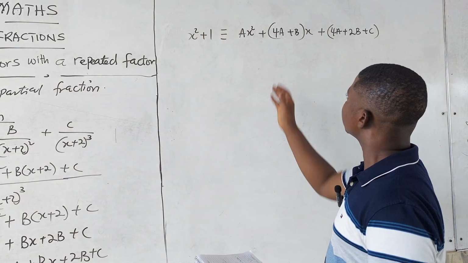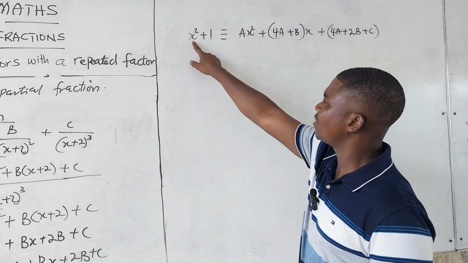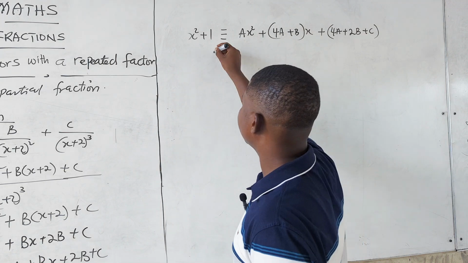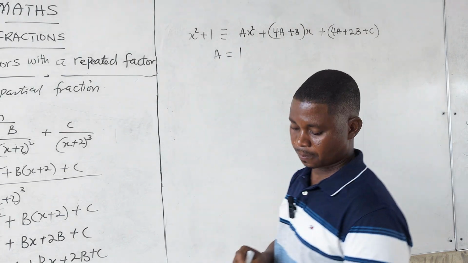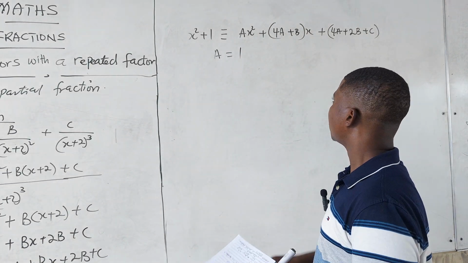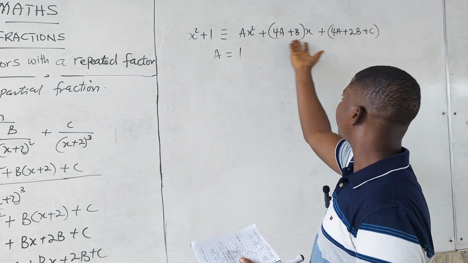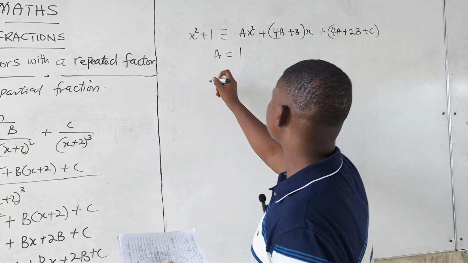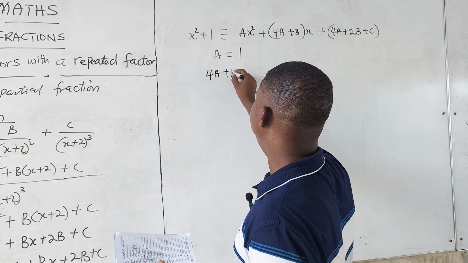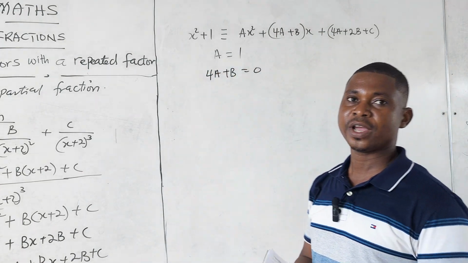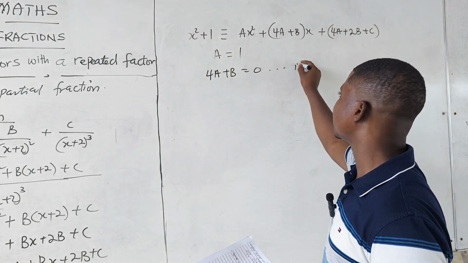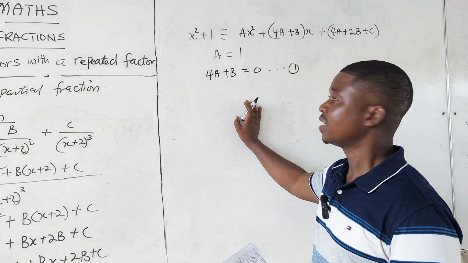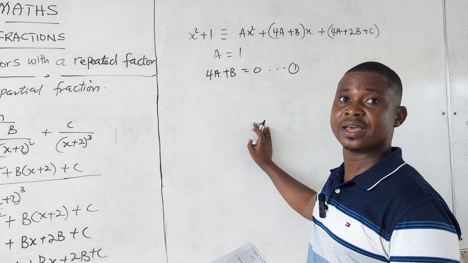So now having this, you can see that we have x squared and the coefficient is 1. So we can say that a is equal to 1. Now if you look at the coefficient of x, there's no coefficient, so it means that 4a plus b is equal to 0, and that one gives us equation 1. With this, we can even find b from this, by substituting a into that.